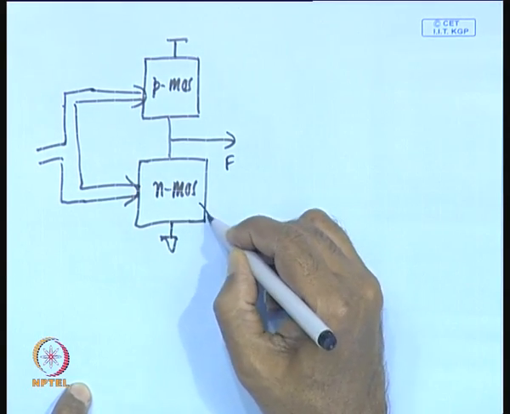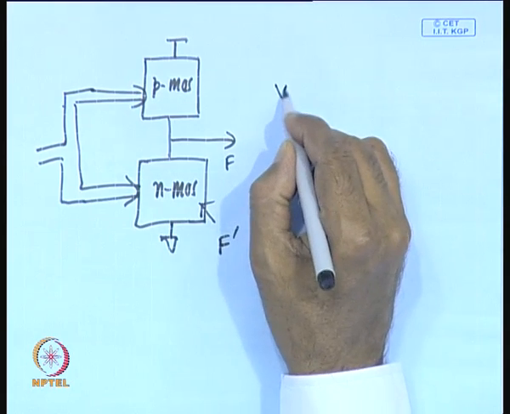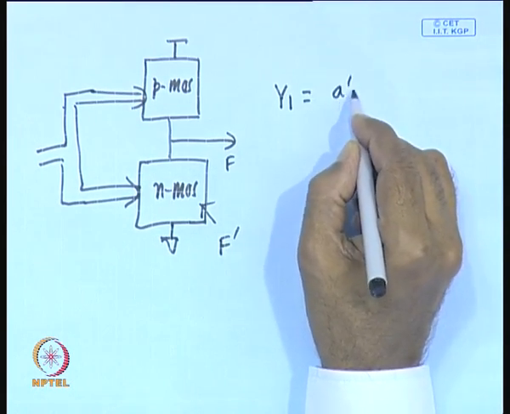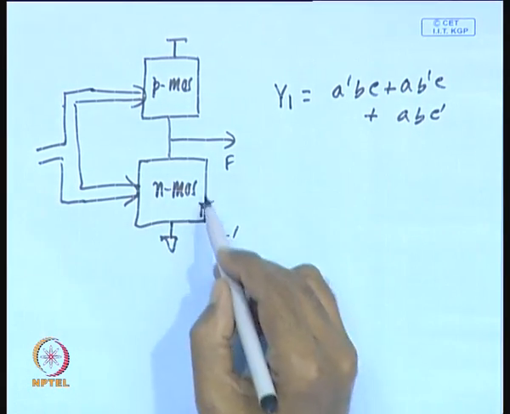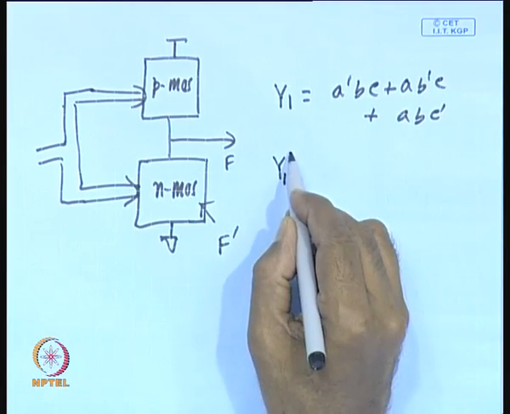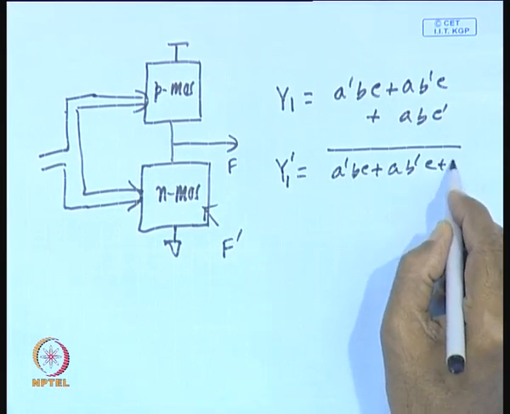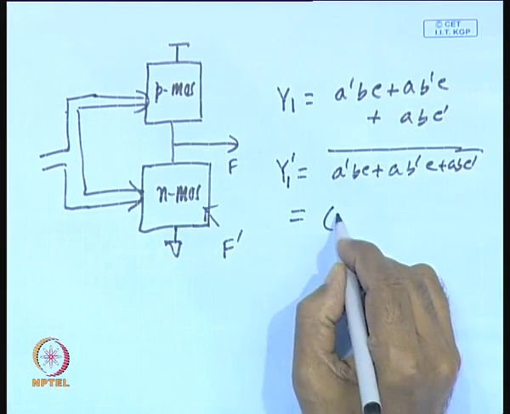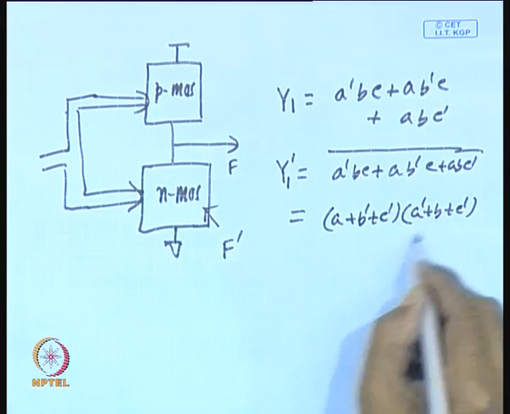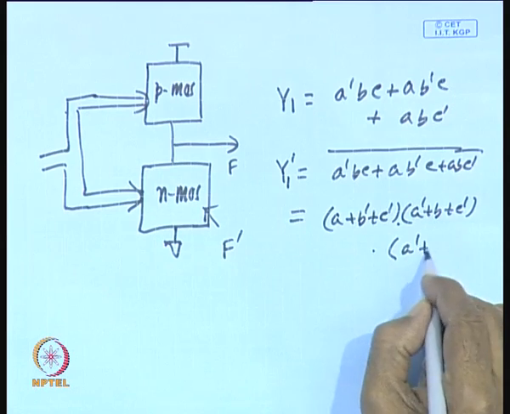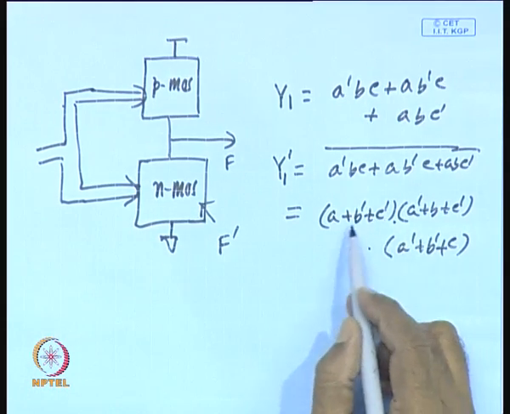As you know, this NMOS network corresponds to F bar. So, in this particular case the y1 function you have to realize is given as A bar B C plus A B bar C plus A B C bar. Now, to find the NMOS network, you have to complement it. So, you have to get y1 bar, which is equal to A bar B C plus A B bar C plus A B C bar. So, this is equal to (A plus B bar plus C bar) into (A bar plus B plus C bar) into (A bar plus B bar plus C). We get this following the simple rules of Boolean algebra or De Morgan's equation.